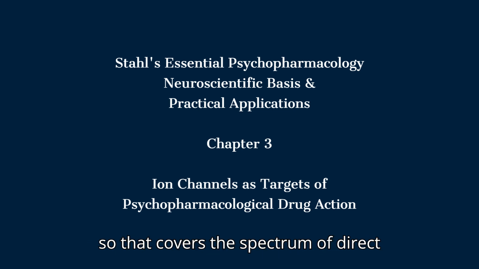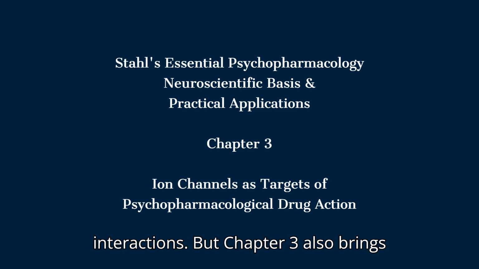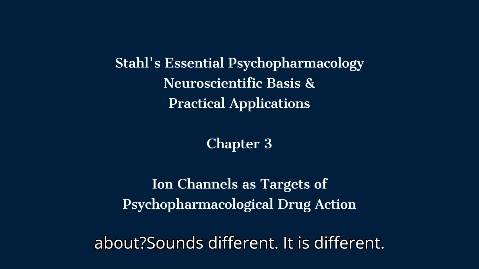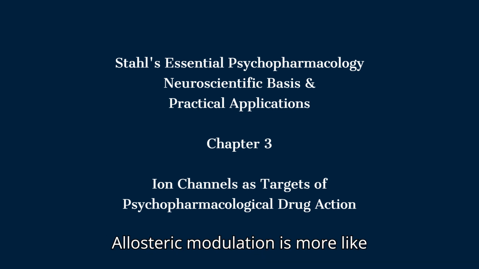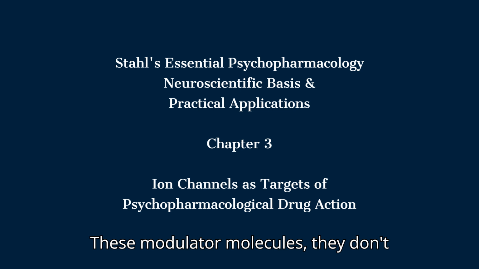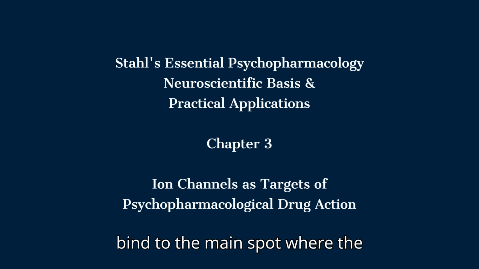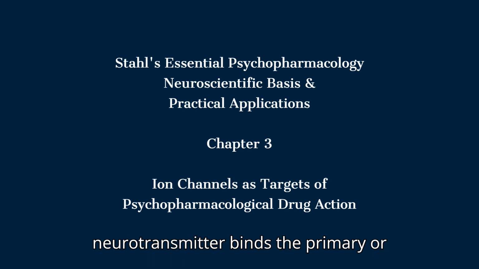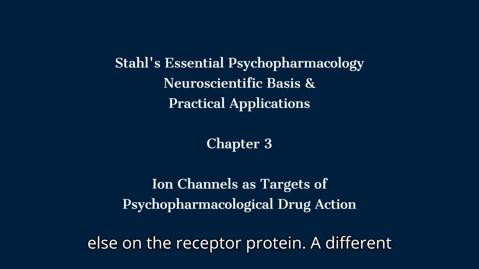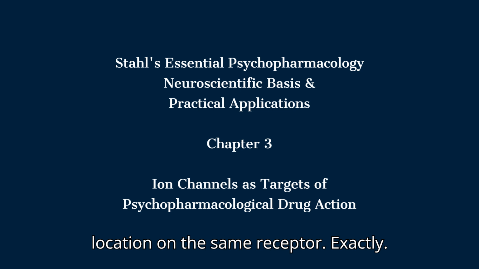Okay, so that covers the spectrum of direct interactions. But Chapter 3 also brings up allosteric modulation. What's that about? Sounds different. It is different. Allosteric modulation is more like influencing the receptor indirectly. These modulator molecules don't bind to the main spot where the neurotransmitter binds, the primary or orthosteric site. They bind somewhere else on the receptor protein. A different location on the same receptor.